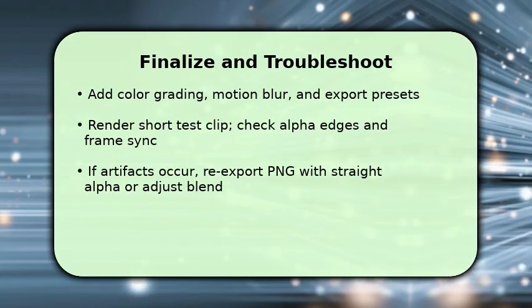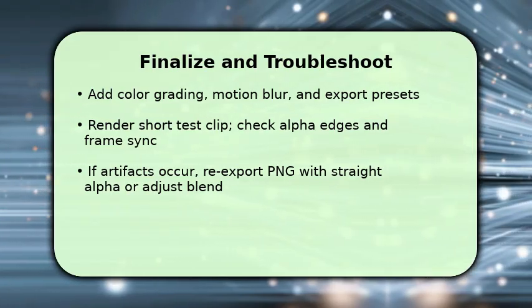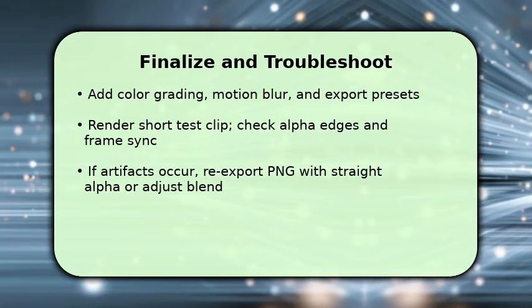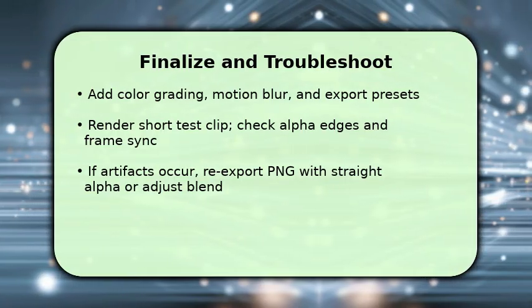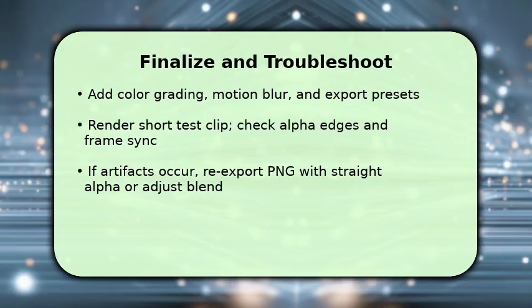If you see haloing or jagged edges, re-export the overlay with straight alpha or change blend mode. If timing drifts, reconform frame rates. Once tests pass, render the full sequence using your chosen preset.